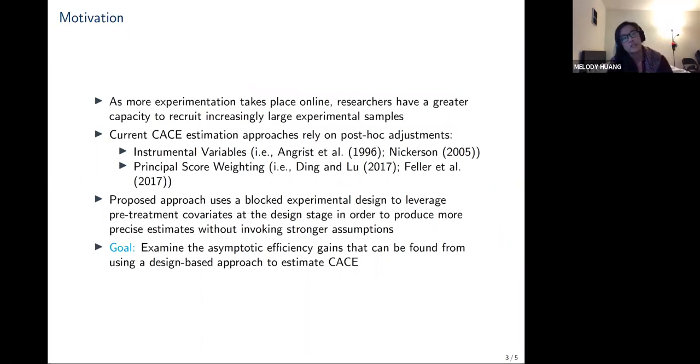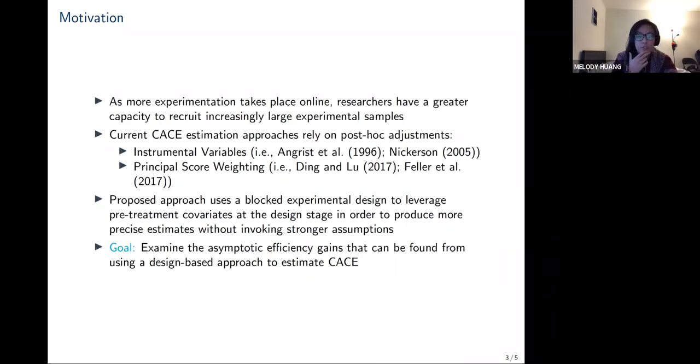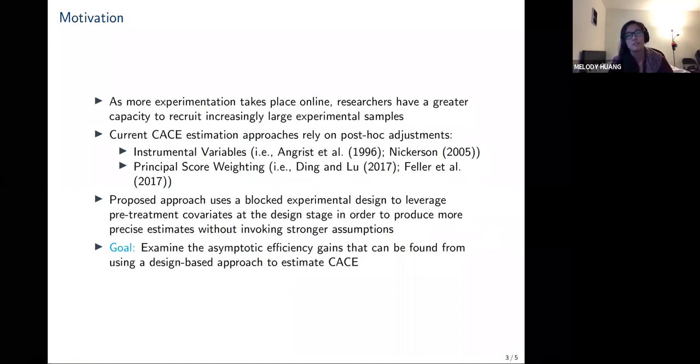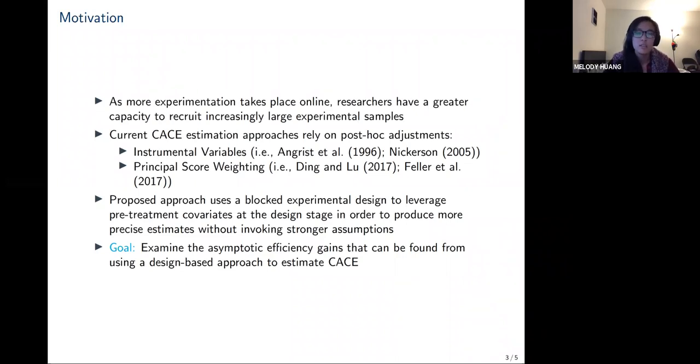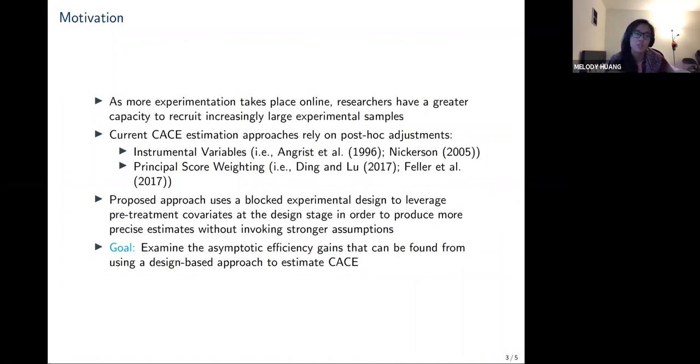The motivation for looking at this in the context of this course is that as more experimentation takes place online, researchers have a greater capacity to recruit huge experimental samples to run experiments on, especially if you work at a tech company, where your user base tends to be large enough that you do care about asymptotics. In those cases, while N is really, really large, compliance rates are very, very low. And so current estimation approaches rely on post hoc adjustments. A common approach is using instrumental variables, which was developed in the 90s. That works well, except it is a function of 1 over the probability of compliance. So when compliance is very low, the precision of this estimate tends to deteriorate and you have a huge blow up in variance.